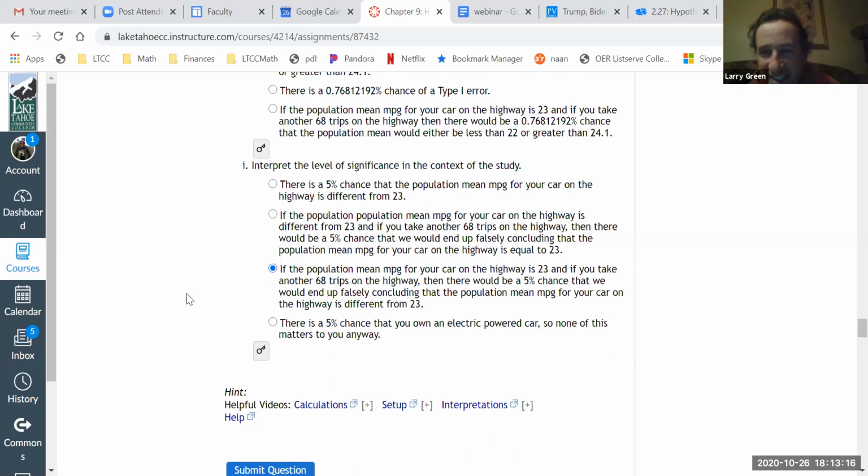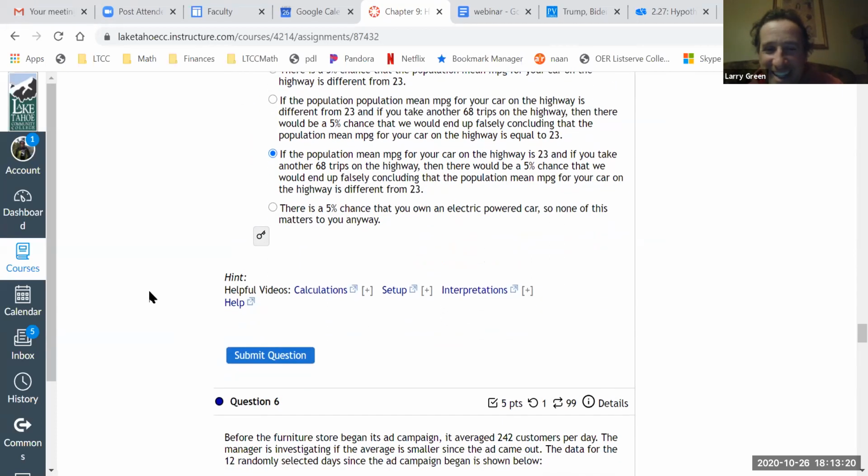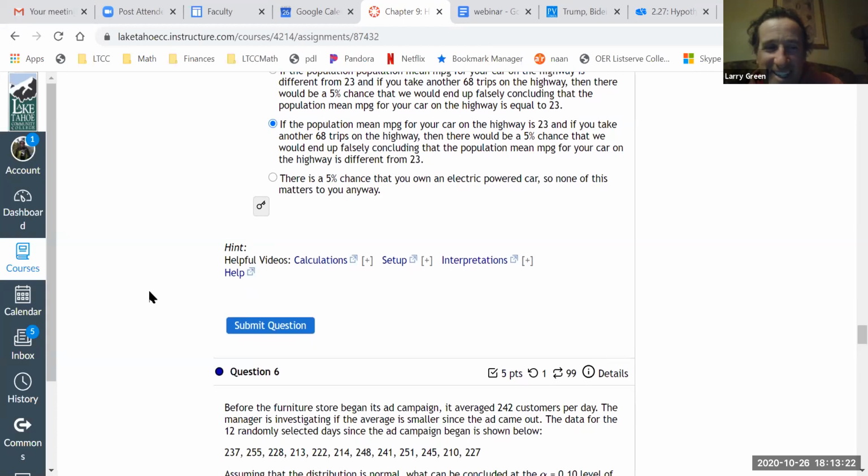Yeah, this one's C. I always try and put a little humor in. So if you said D, it might be funny, but you'll get it wrong. Any questions? Any questions on this homework problem?